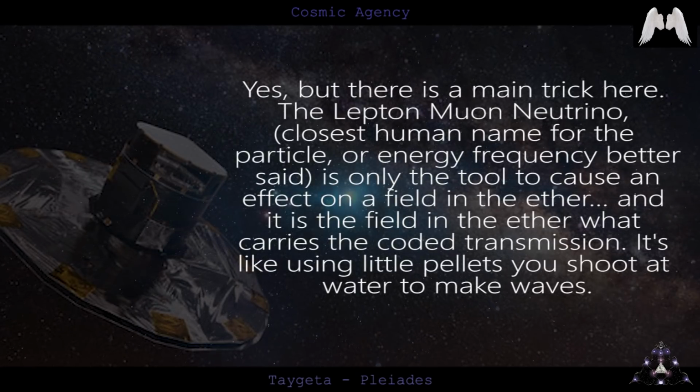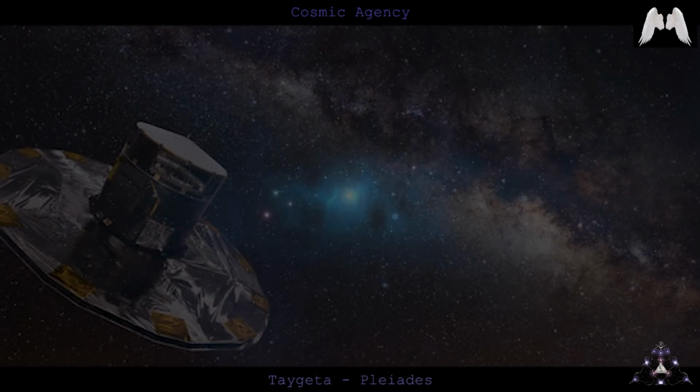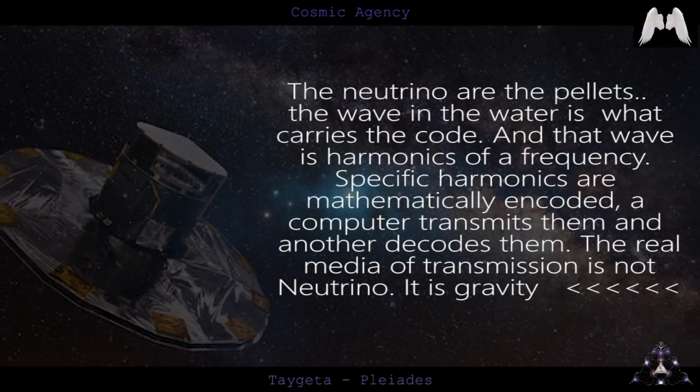The lepton-muon neutrino, closest human name for the particle, or energy frequency better said, is only the tool to cause an effect on a field in the ether. And it is the field in the ether that carries the coded transmission. It's like using little pellets you shoot at water to make waves. The neutrinos are the pellets. The wave in the water is what carries the code.